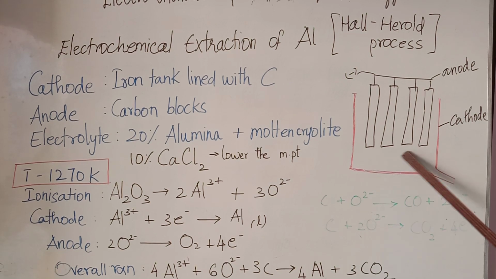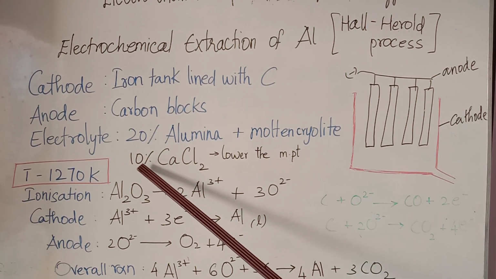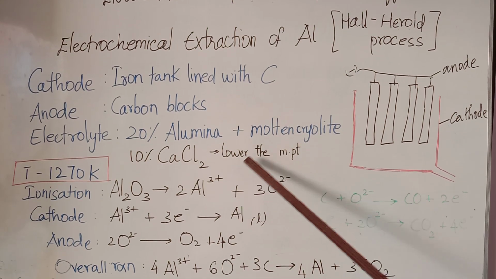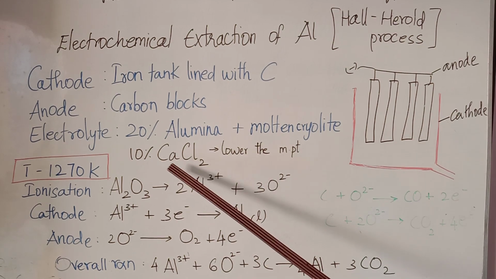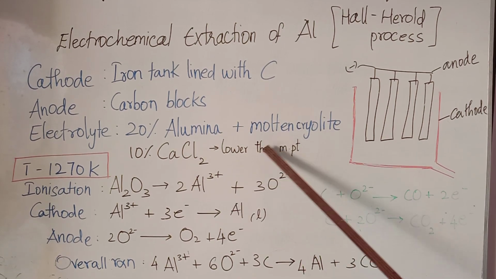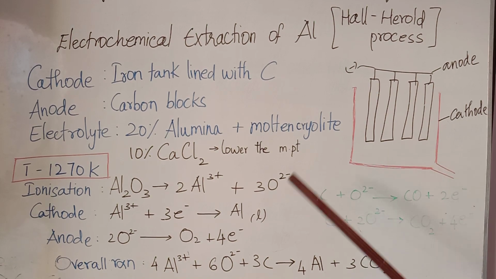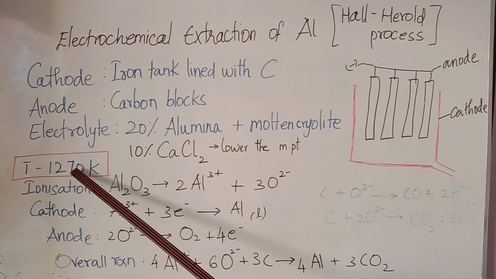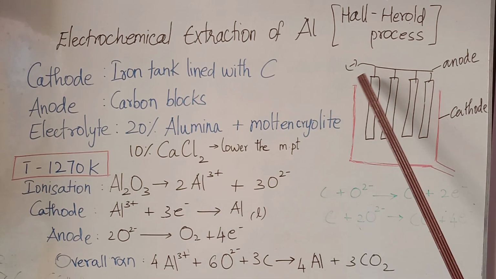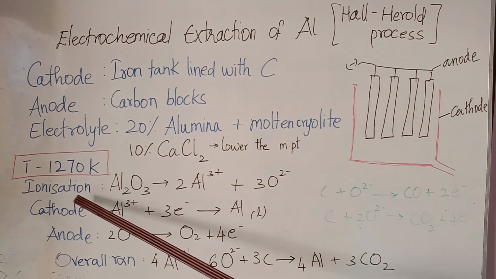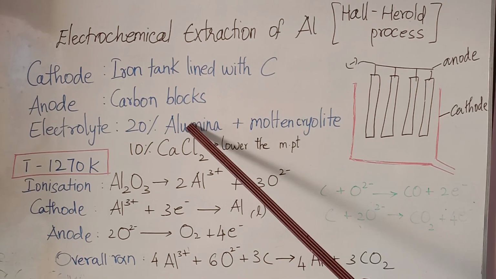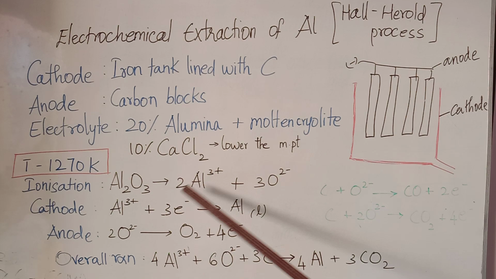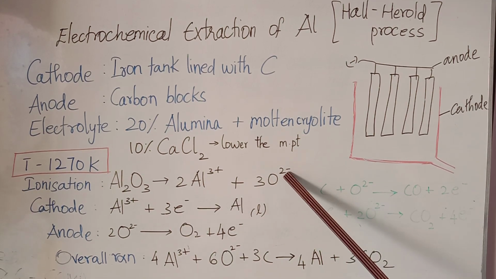To the electrolyte, we add 10% calcium chloride. The use of calcium chloride is to lower the melting point of the mixture. And this experiment is done at a temperature of 1270 Kelvin. During electrolysis, ionization takes place. Alumina, formula Al2O3, gives 2Al3+ and 3O2-.